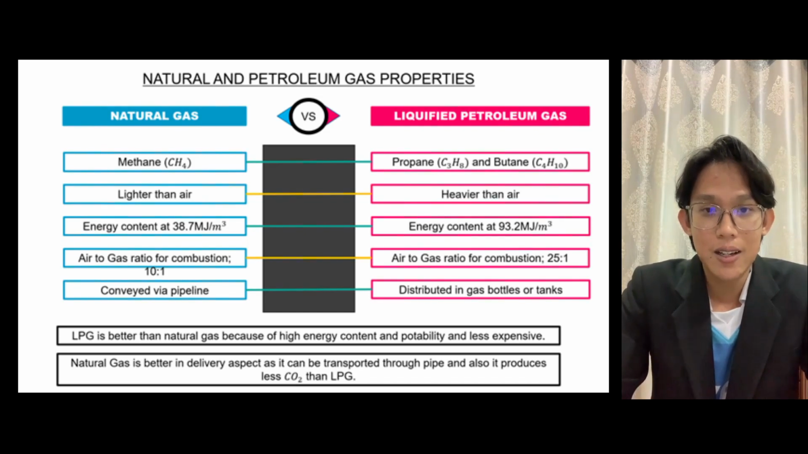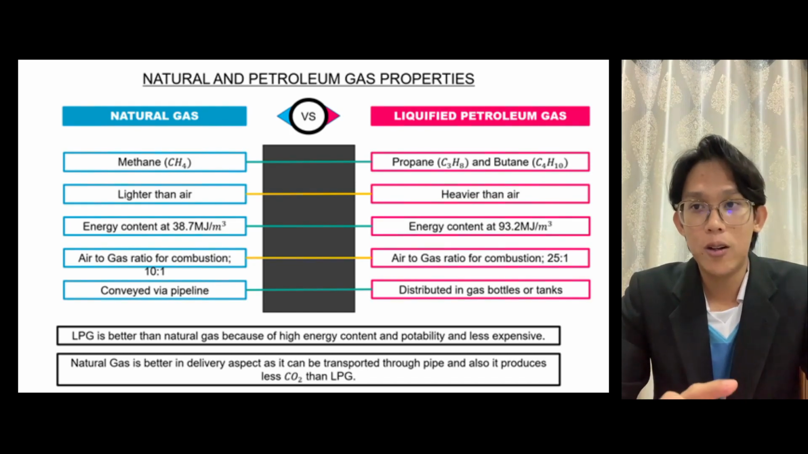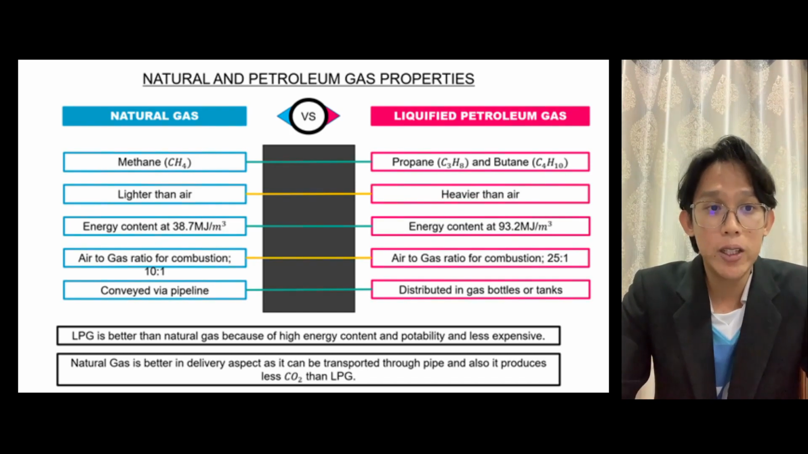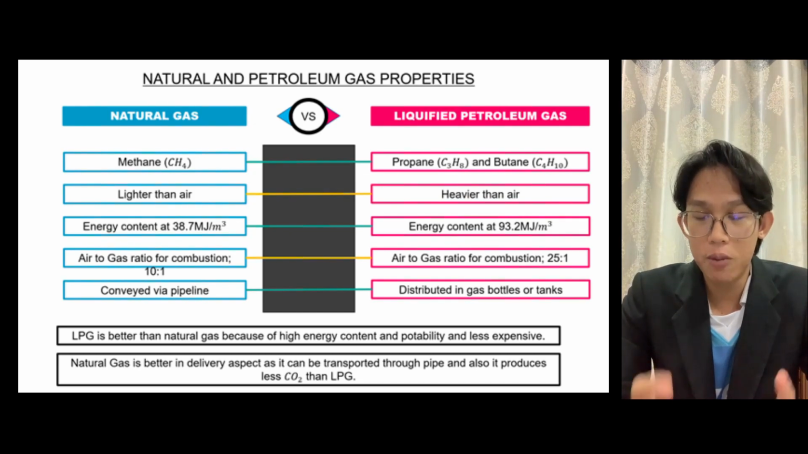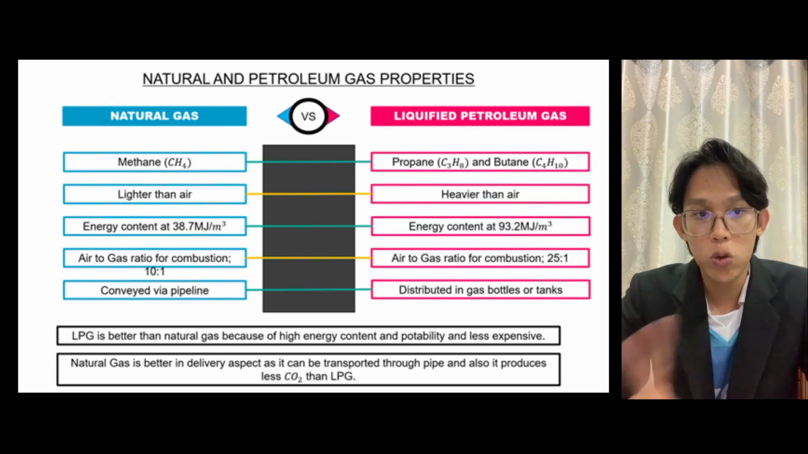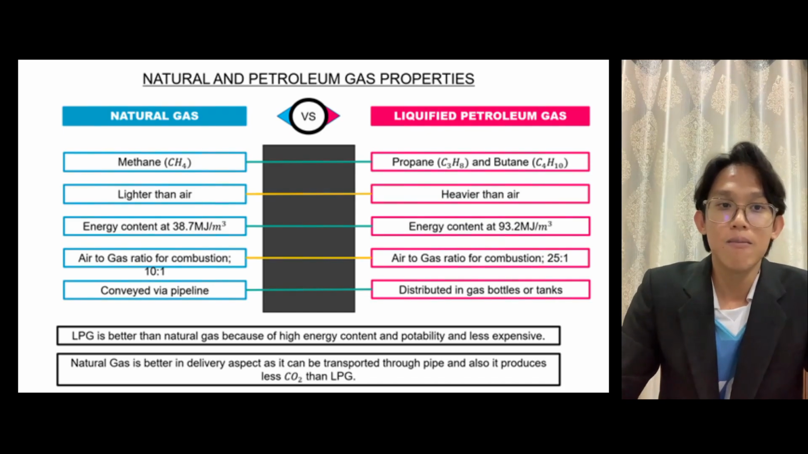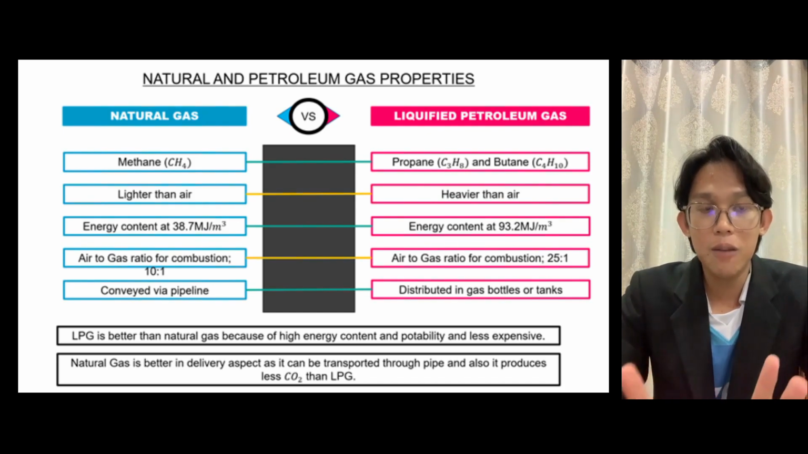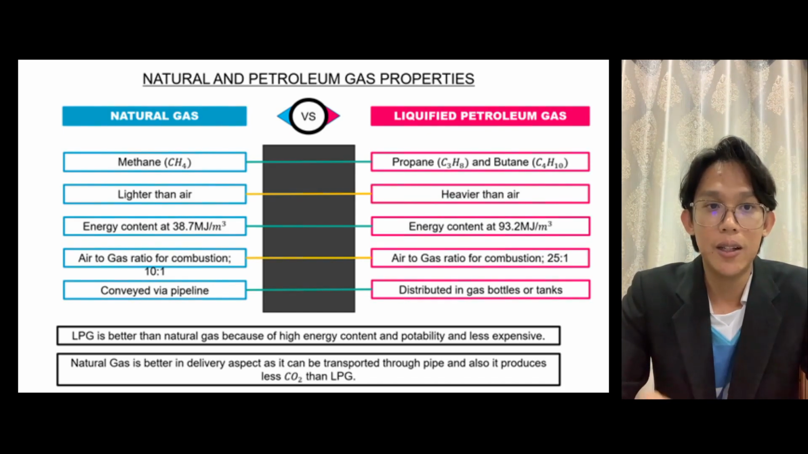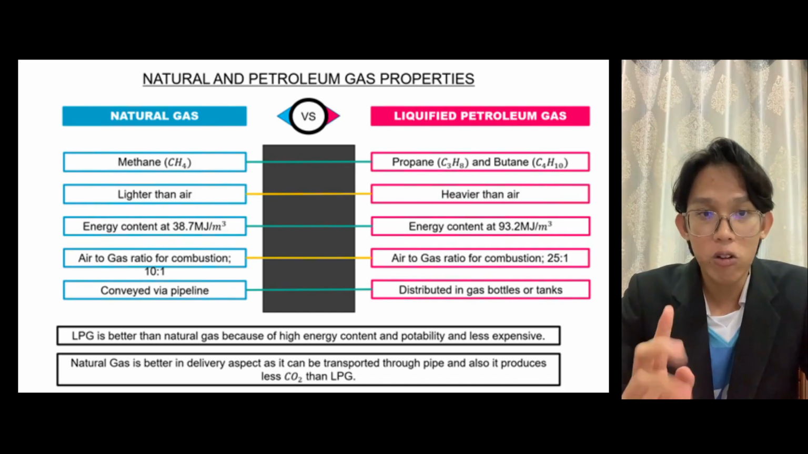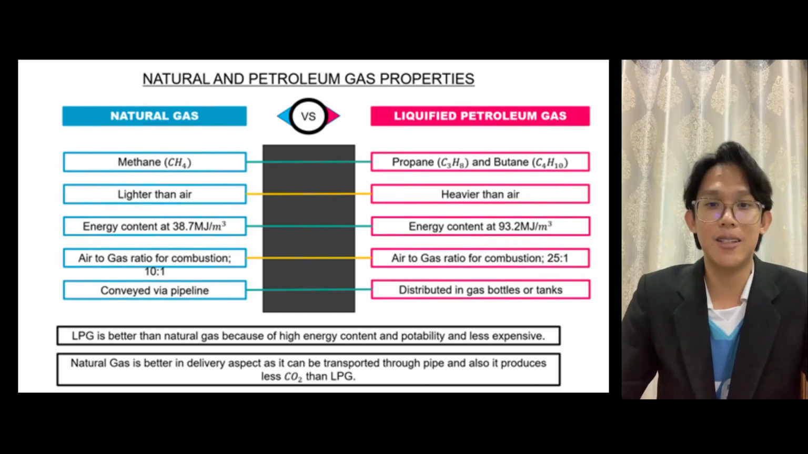Next, in terms of air to gas combustion ratio, LPG requires an oxygen to gas ratio of approximately 25:1, while natural gas requires a ratio of around 10:1. In distribution, LPG is distributed in gas bottles or tanks, while natural gas is conveyed via pipeline.